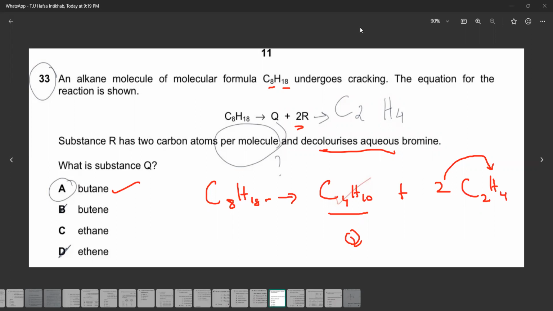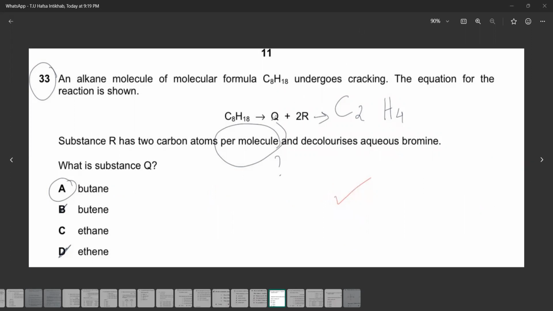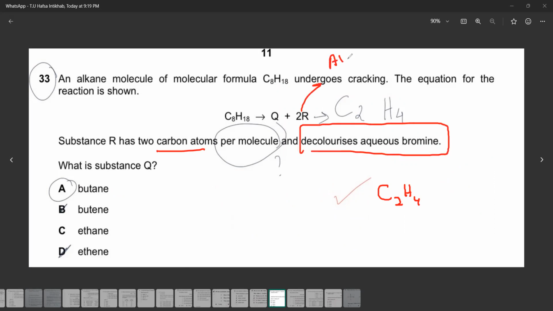The term per molecule means if we have one molecule of R, it contains 2 atoms. It means that this molecule contains 2 carbon atoms. So if there are 2 carbon atoms, the hydrogen should be double. Why double? Because it decolorizes the bromine, so it means R is an alkene. If the same question was there and they said R has 3 carbon atoms per molecule, then the formula would be C3H6.